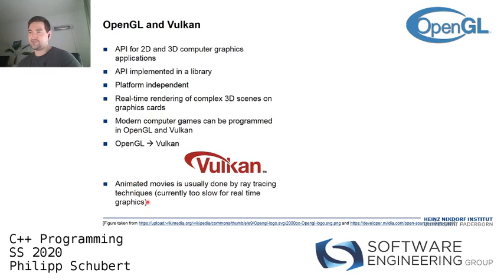Animated movies, for instance from Pixar or Disney, are usually done by something called ray tracing, which is somewhat different from the computer graphics rendering pipeline. Ray tracing is a technique that allows you to generate photorealistic images, where you can't tell the difference between reality and artificially generated pictures. But this is currently too slow for graphics cards for real-time computations, unfortunately. Hopefully, as things speed up at some point, we will also have some games which do ray tracing. That would be awesome, really.